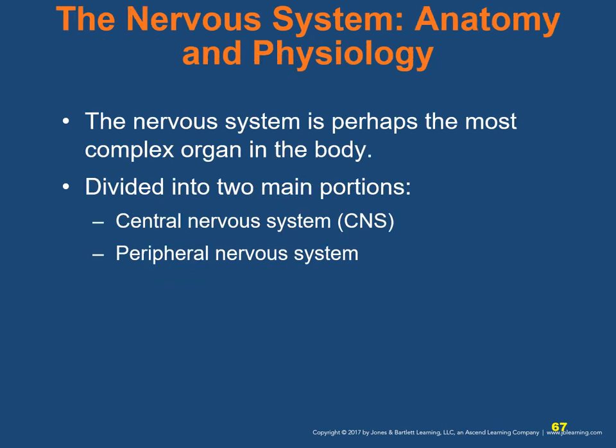Now moving on to nervous system anatomy and physiology, you need to bear in mind that the nervous system is perhaps the most complex organ system in the body, and it's divided into two main portions. The central nervous system, or CNS, is the brain and spinal cord. The brain is the controlling organ of the body. And then you also have the peripheral nervous system.